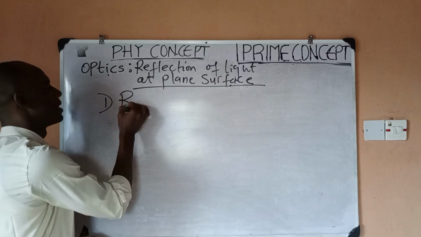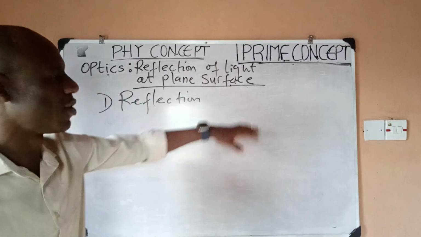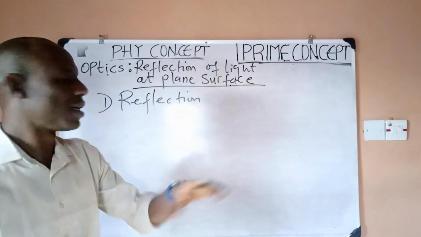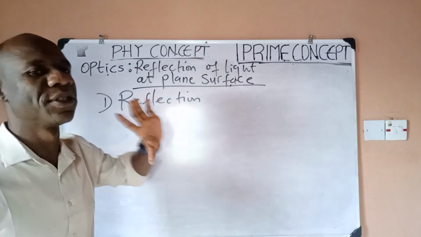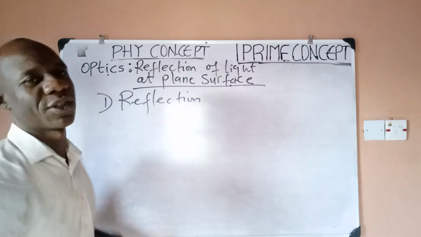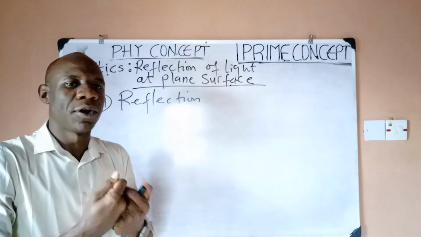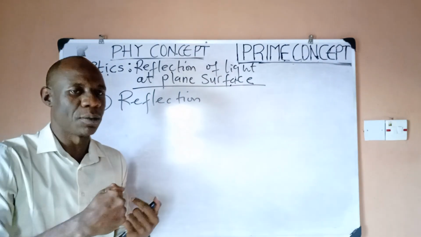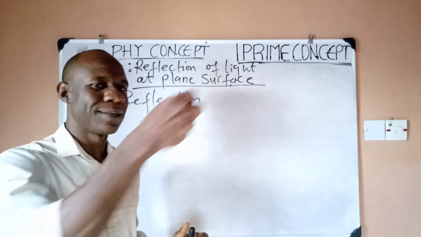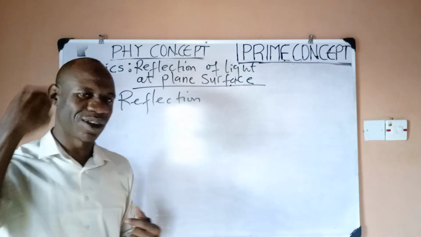Number one is reflection. So when you flash light on a plane surface or a smooth surface, depending on the type of surface, one thing that would happen to it is reflection, which is what we want to consider first. Now, what is reflection of light? Reflection is simply the bouncing back of rays to the same medium from which they are incident. That is reflection. The bouncing back of light to the same medium from which it was what?